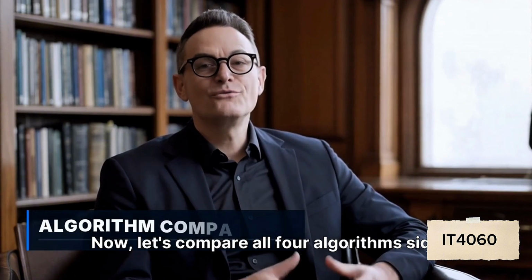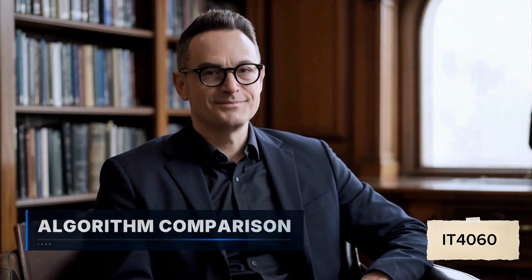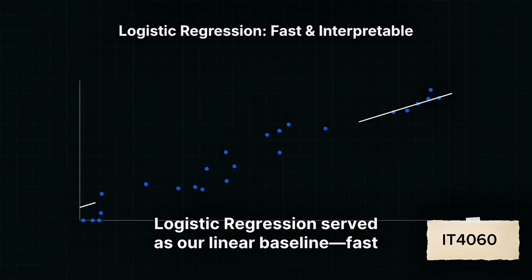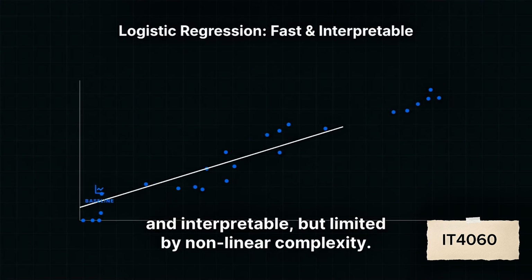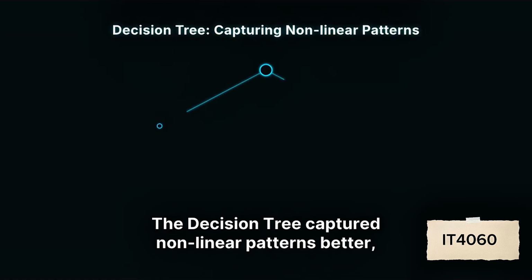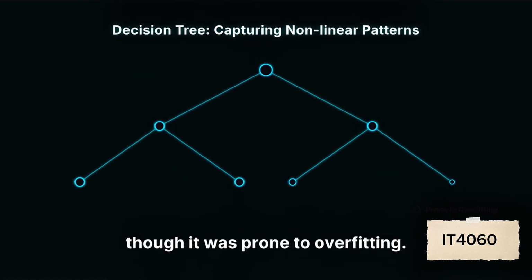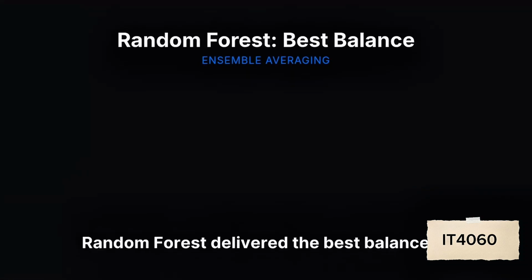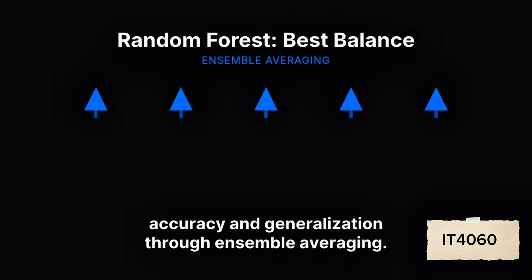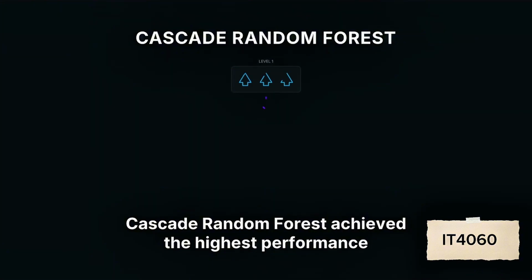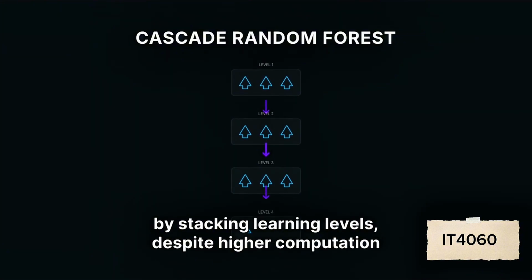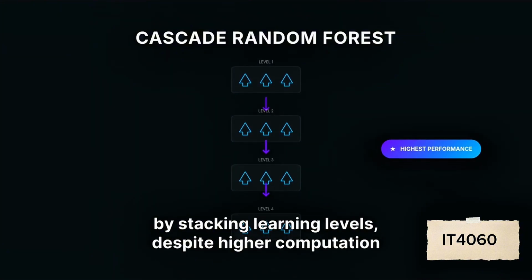Now let's compare all 4 algorithms side by side. Logistic regression served as our linear baseline, fast and interpretable, but limited by nonlinear complexity. The decision tree captured nonlinear patterns better, though it was prone to overfitting. Random forest delivered the best balance of accuracy and generalization through ensemble averaging. Cascade Random Forest achieved the highest performance by stacking learning levels despite higher computation costs.